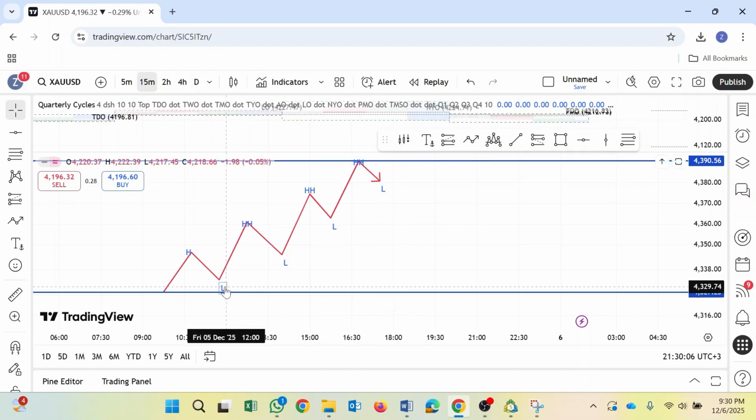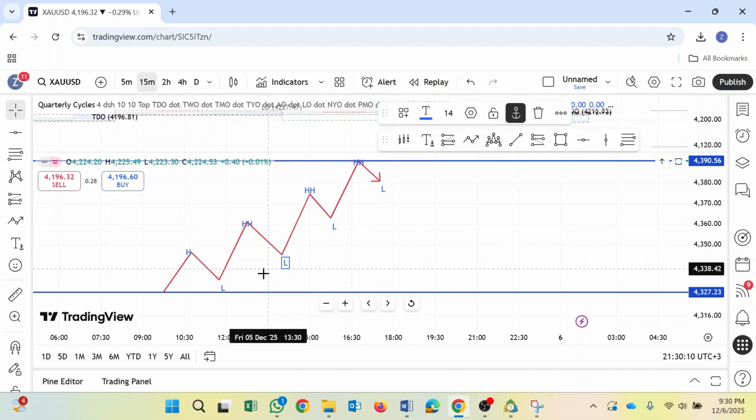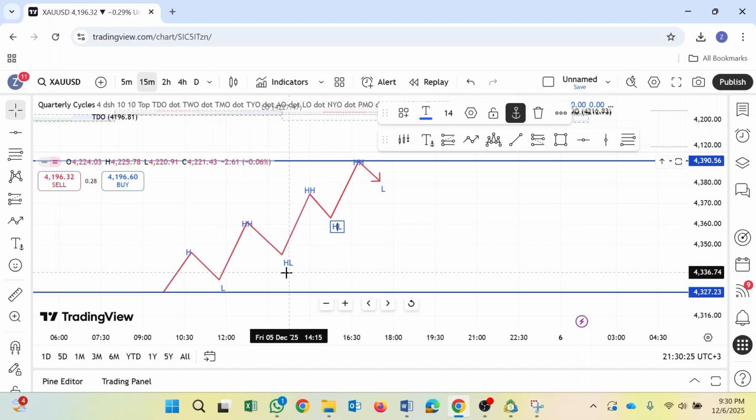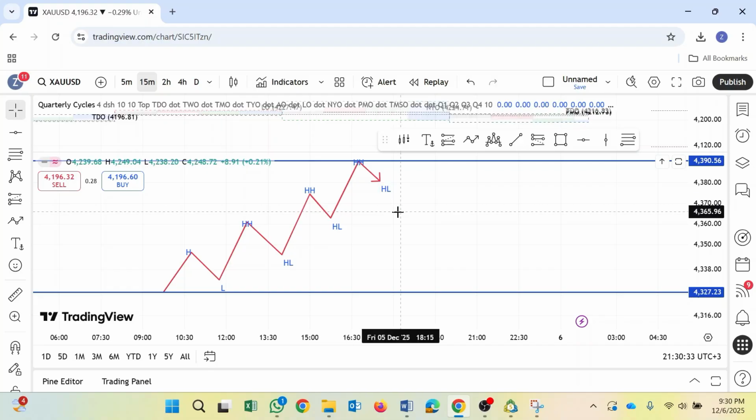Now, this is a low, the first one. And then the second one is a low that is on a higher level compared to the first one. So this is a higher low. It is a higher low. Then this is another higher low. It is higher than the previous low. So it's another higher low. And then I have another higher low up here. Another higher low.